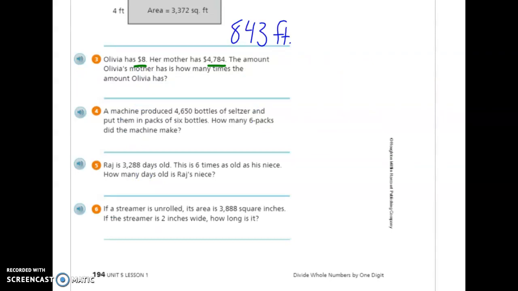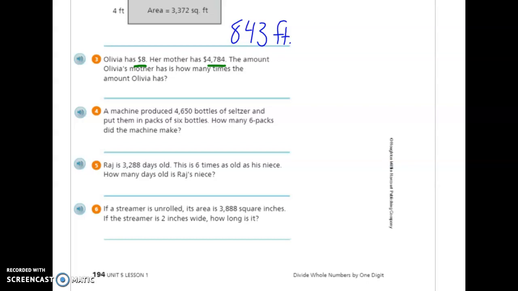It says Raj is 3,288 days old. This is 6 times as old as his niece. How many days old is Raj's niece? Well, it's his niece, right? She's got to be younger.